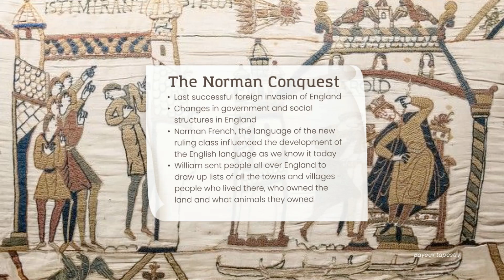The Scots and the Normans fought on the border between England and Scotland. The Normans took over some land on the border but did not invade Scotland. William sent people all over England to draw up lists of all the towns and villages. The people who lived there, who owned the land and what animals they owned were also listed. This was called the Domesday Book. It still exists today and gives a picture of society in England just after the Norman Conquest.